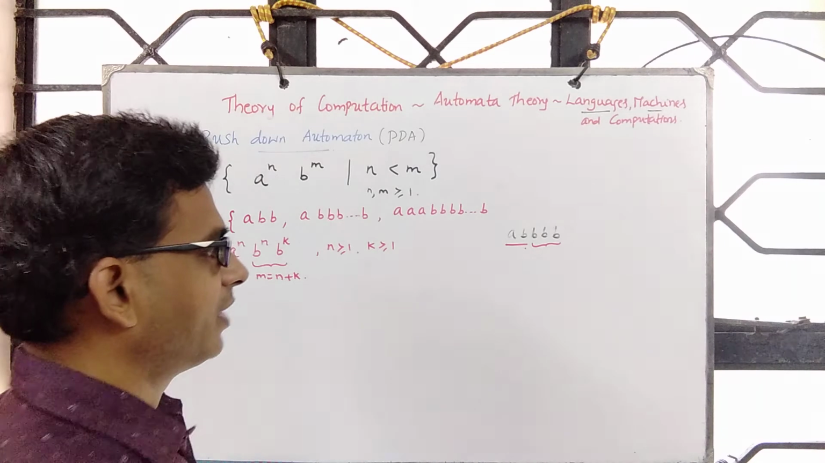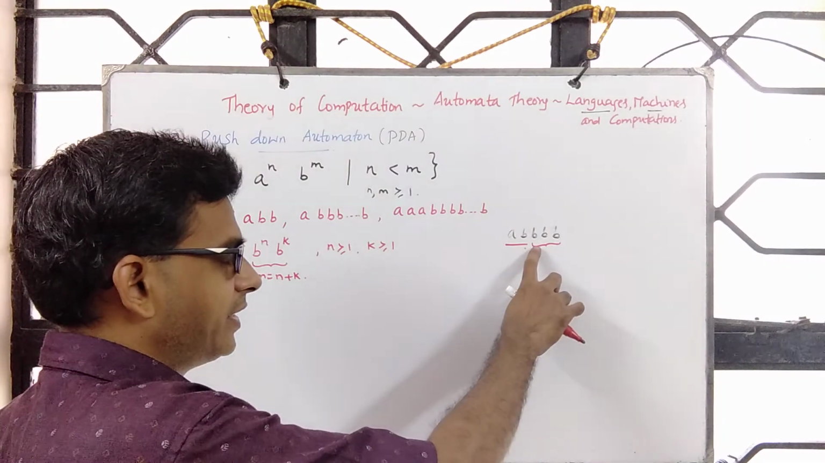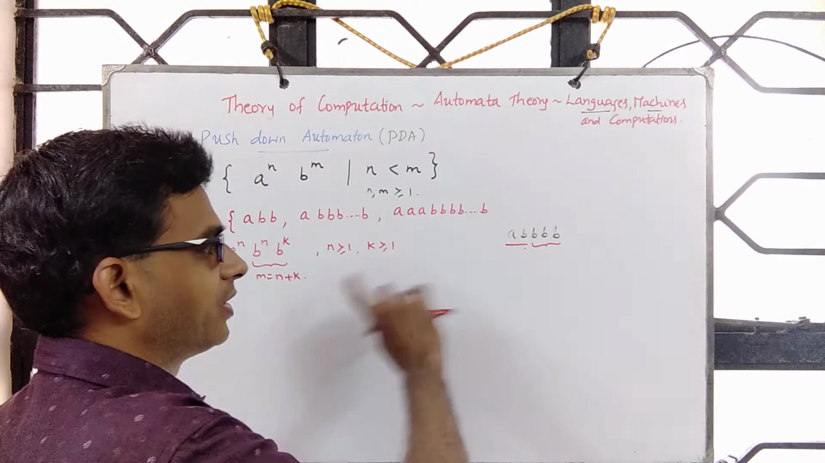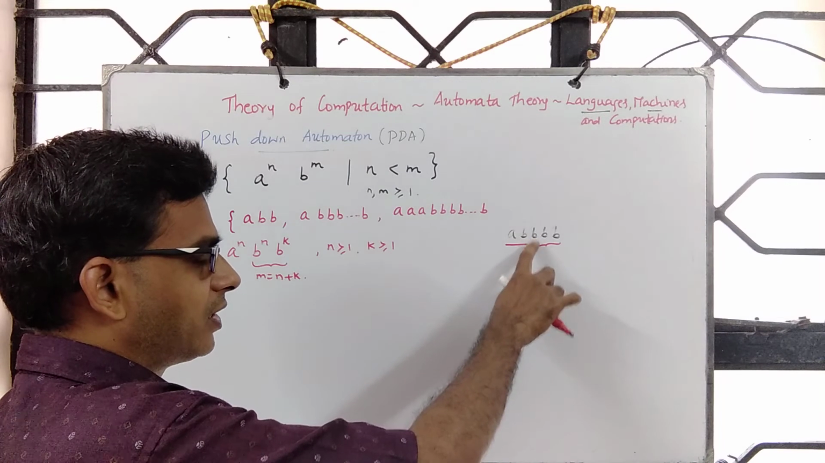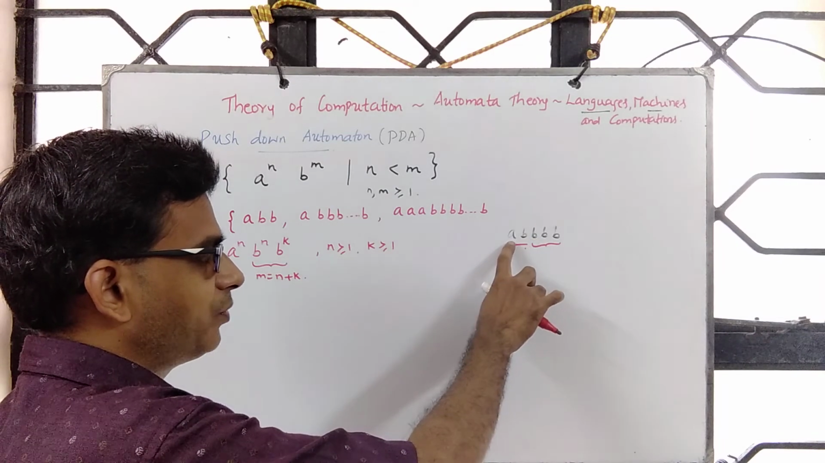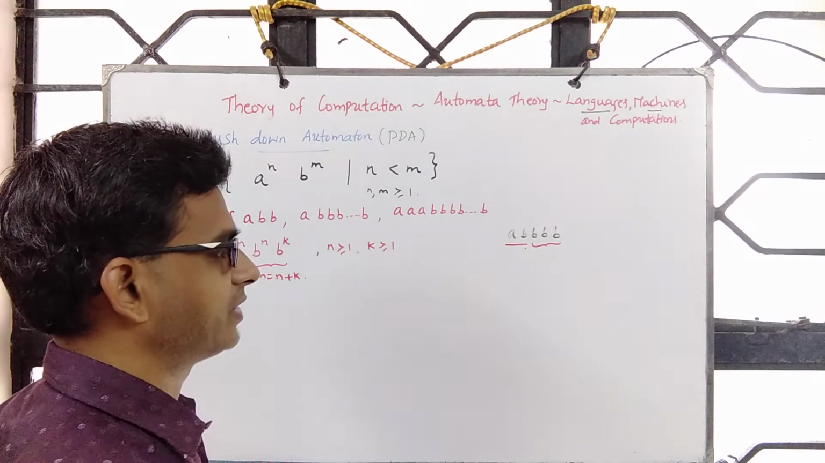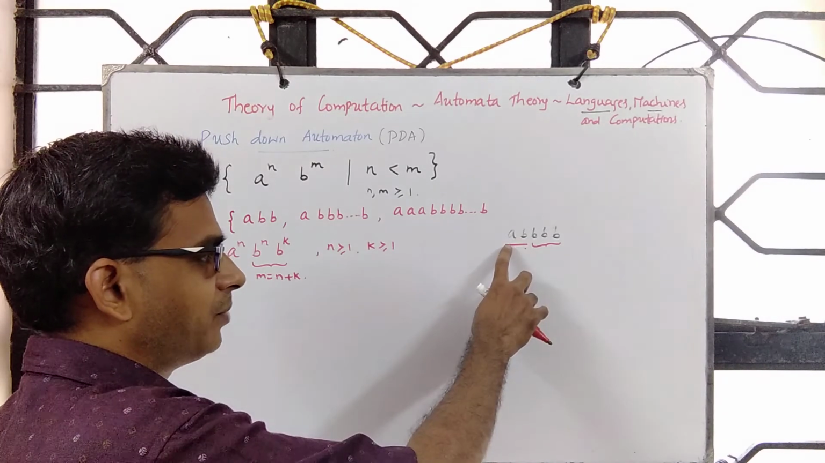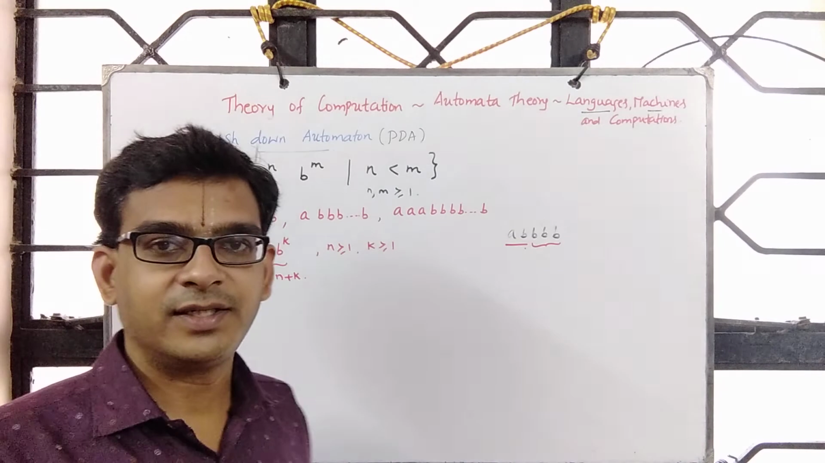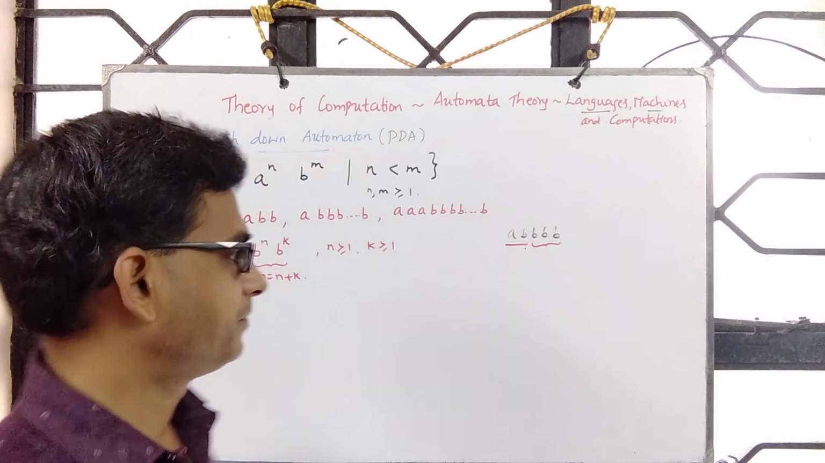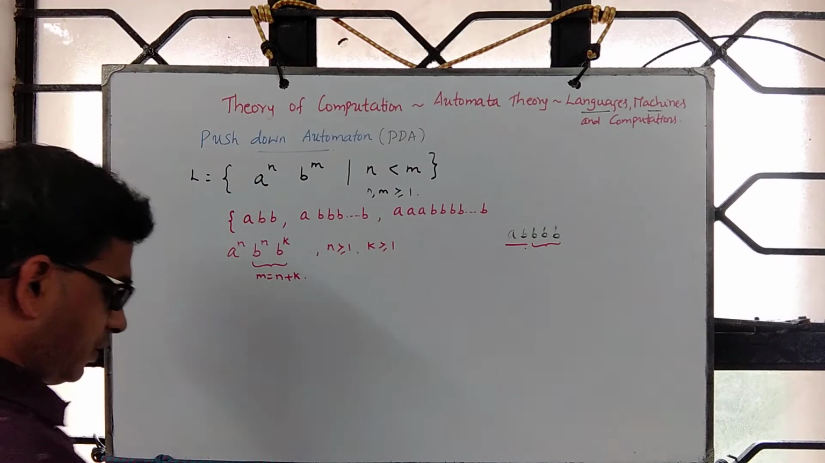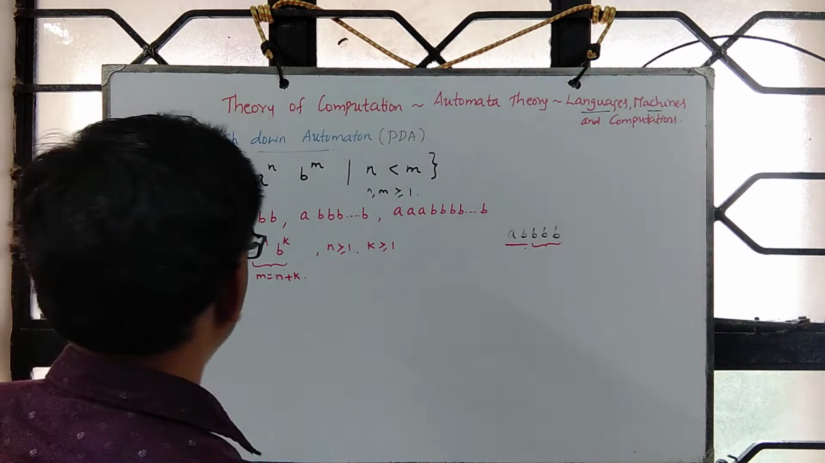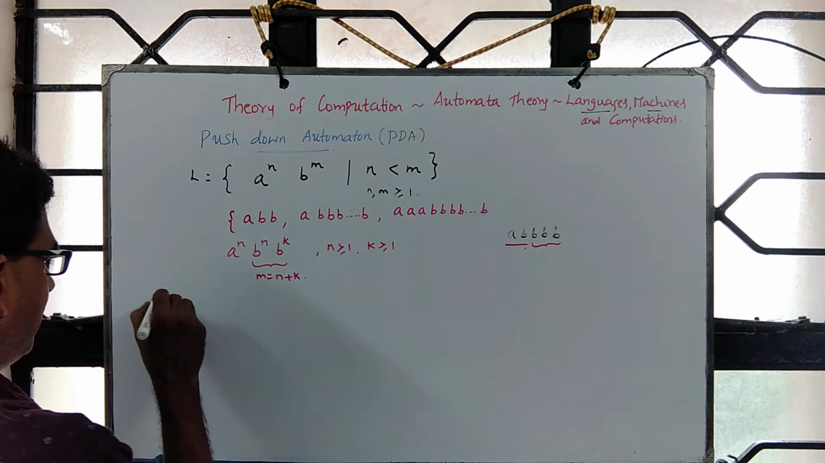What does that tell you? The b's that we have read are at least 1 more than the number of a's read, right? So what we read is at least 1 more than the number of a's read. It's a valid string and we can accept. Okay, so let's describe this formally.